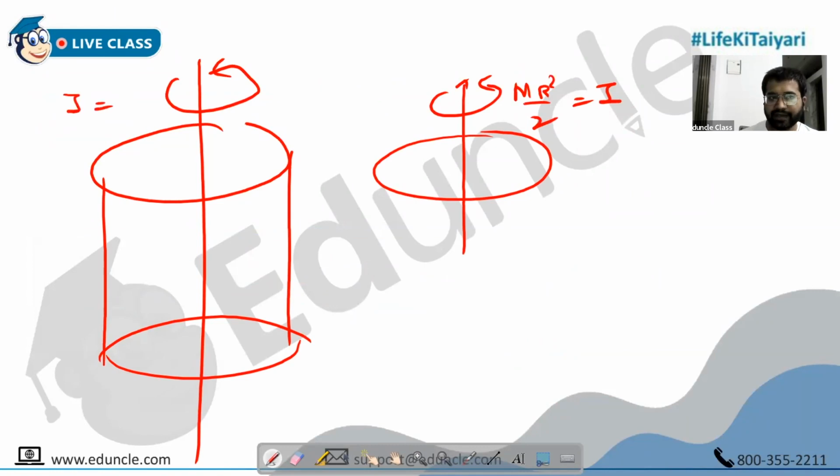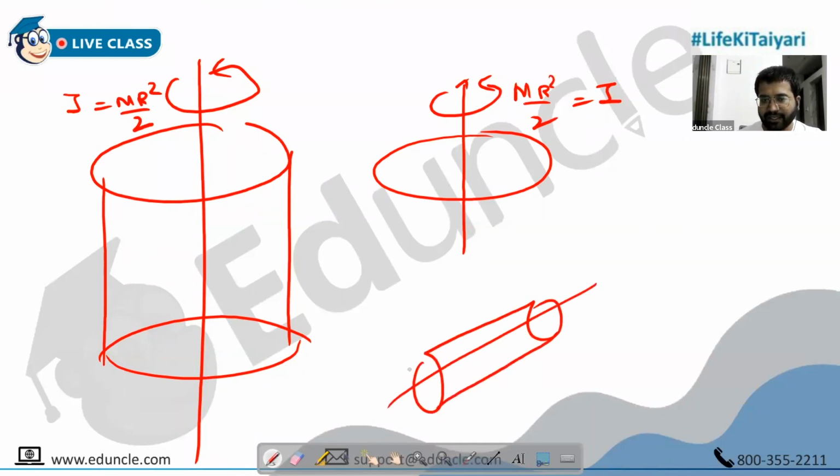Here also we can say this is nothing but mr square by 2, where you have a compilation of many discs. And this is the same axis, people, just that here I have drawn the cylinder vertically. In our case, I have drawn it horizontally, but this is the same axis you are talking about. So it is a compilation of many discs, so here the moment of inertia is nothing but mr square by 2.